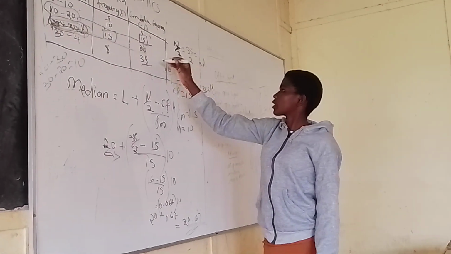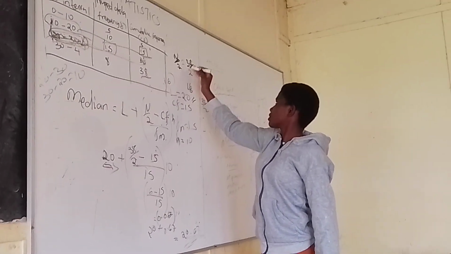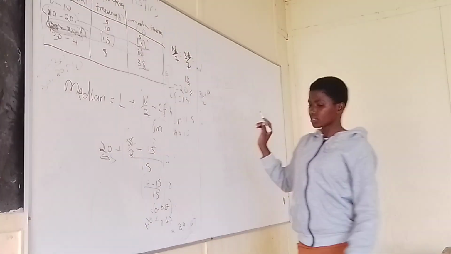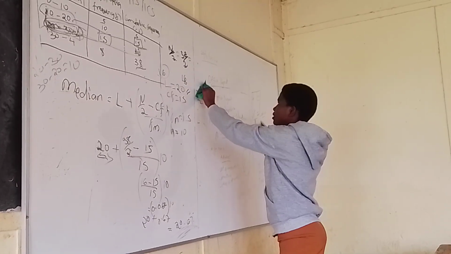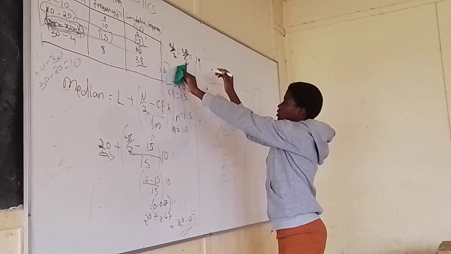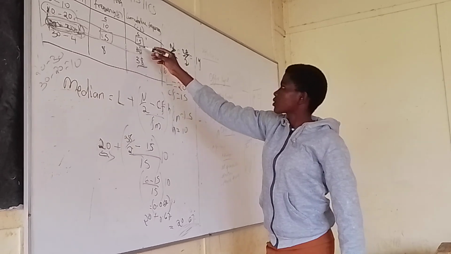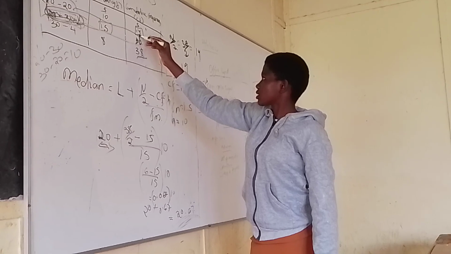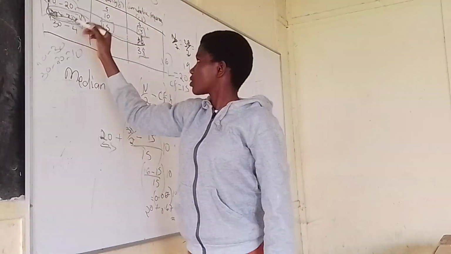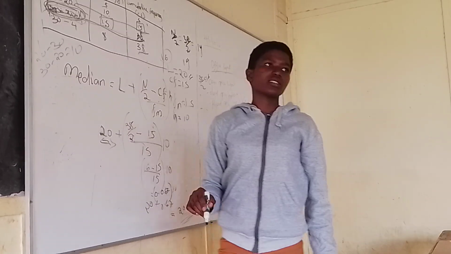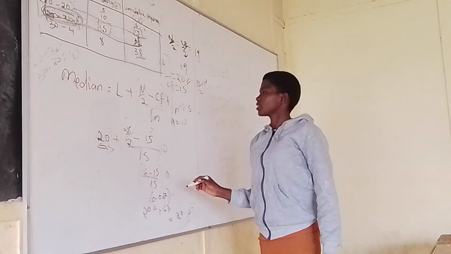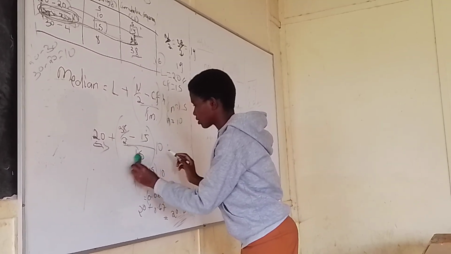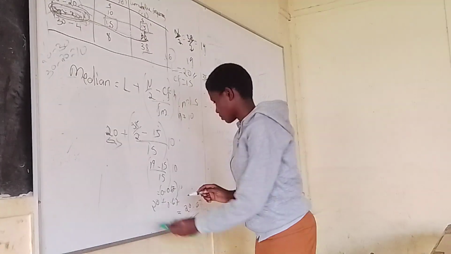N divided by 2. N is 38. We divide by 2. What is 38 divided by 2? It is 19, not 16. So our N over 2 here is 19. Then when you look here, 19 falls here, between 15 and 30. You still fall in that interval of 20 to 30. So here it should be 19, not 16.